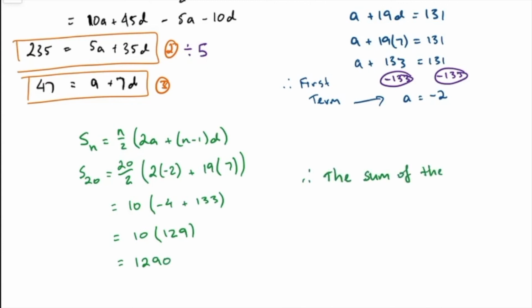So the sum of the first 20 terms is 1,290.